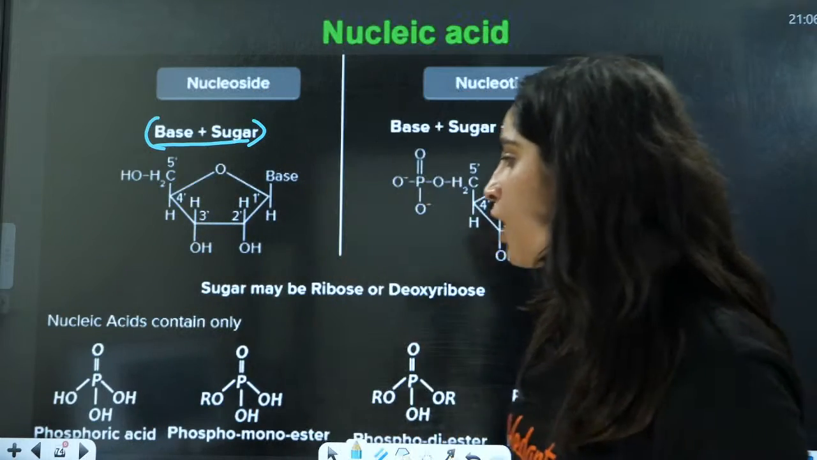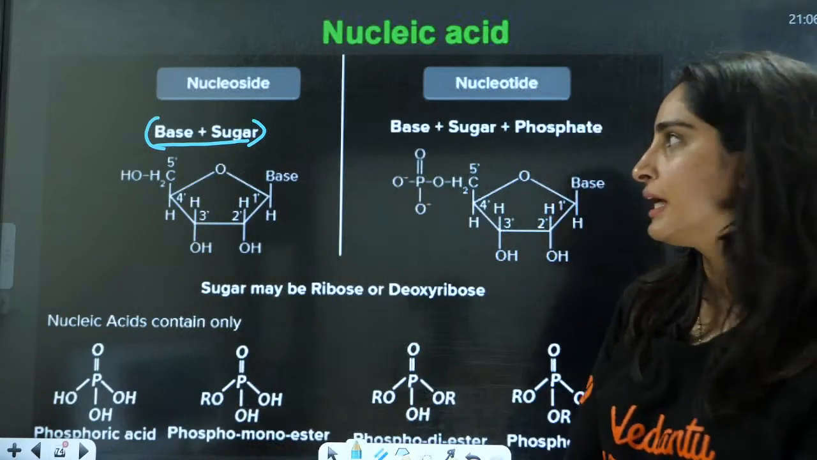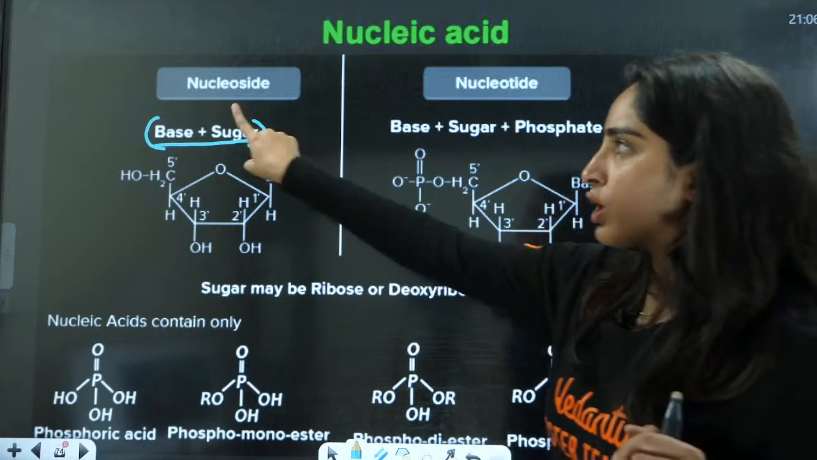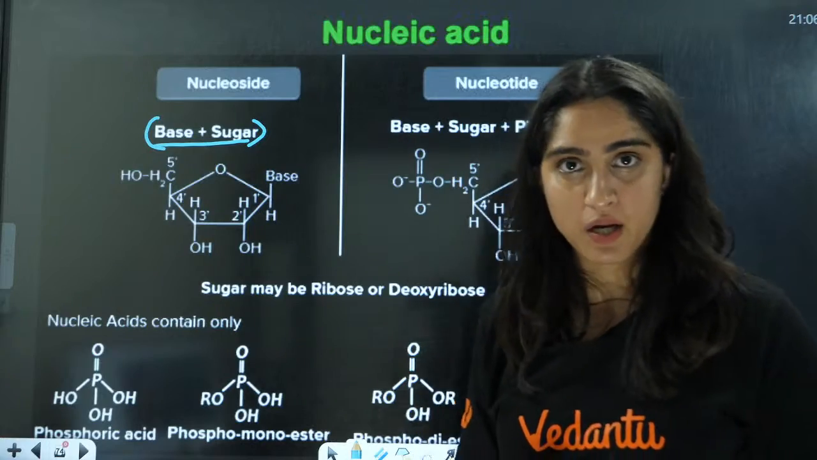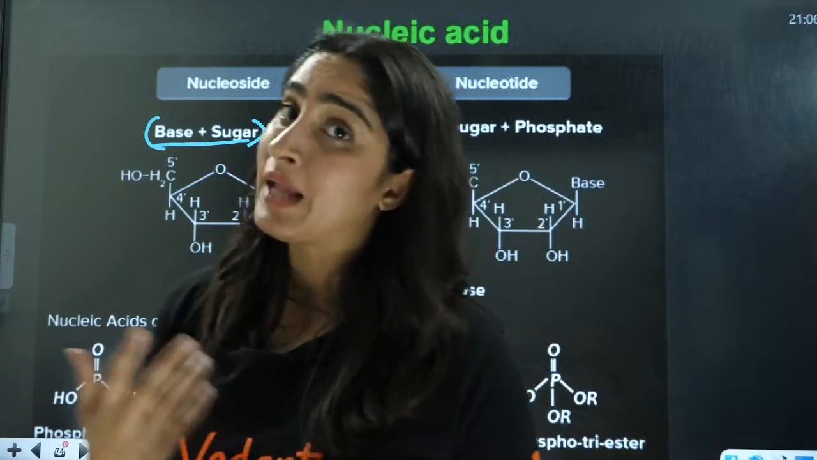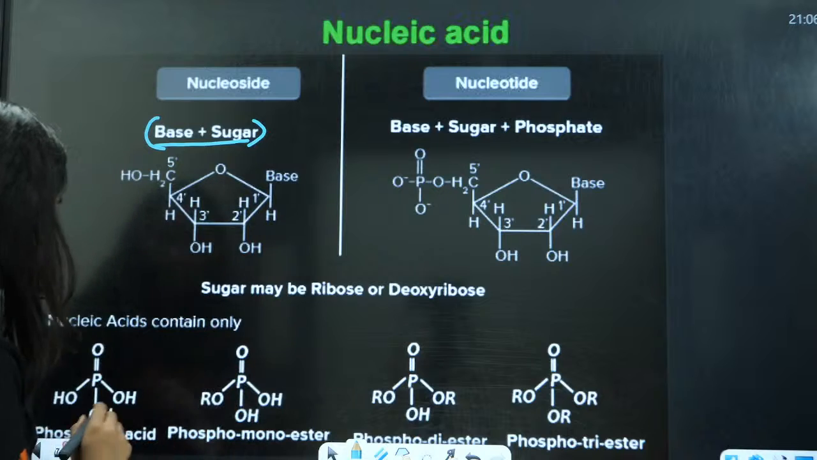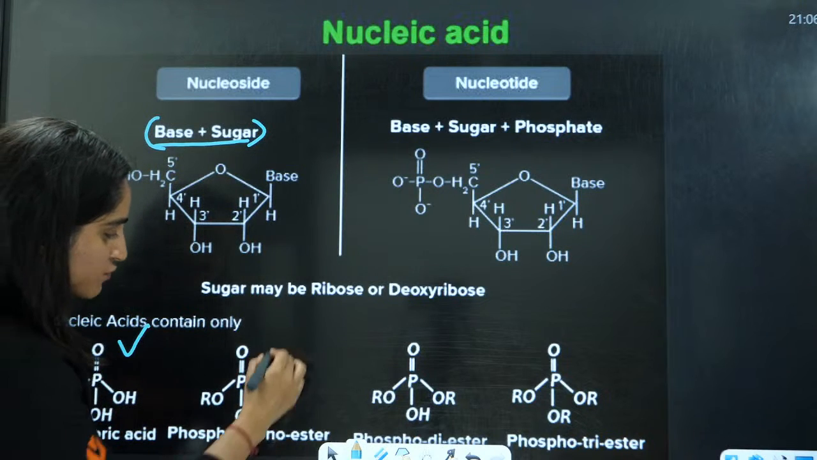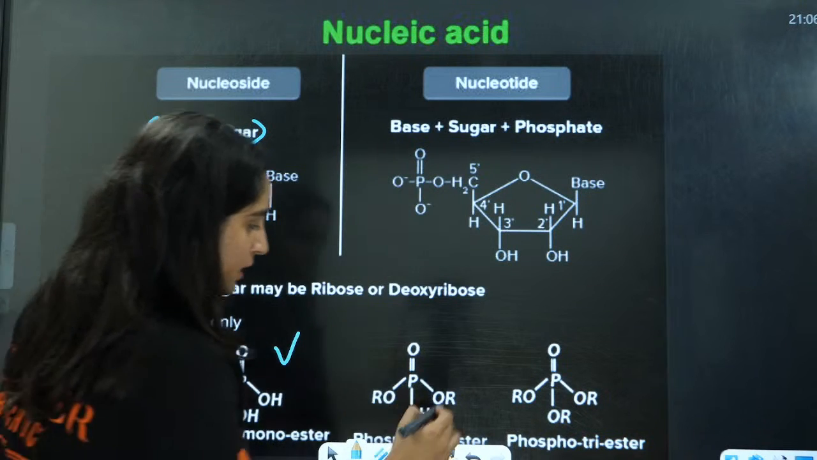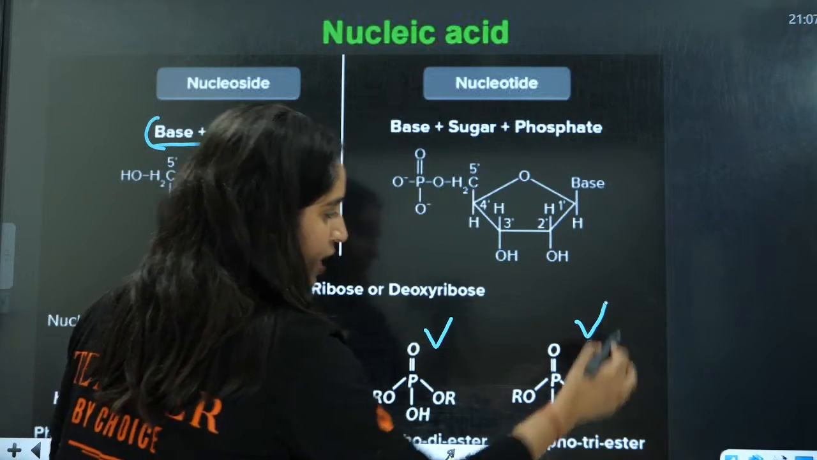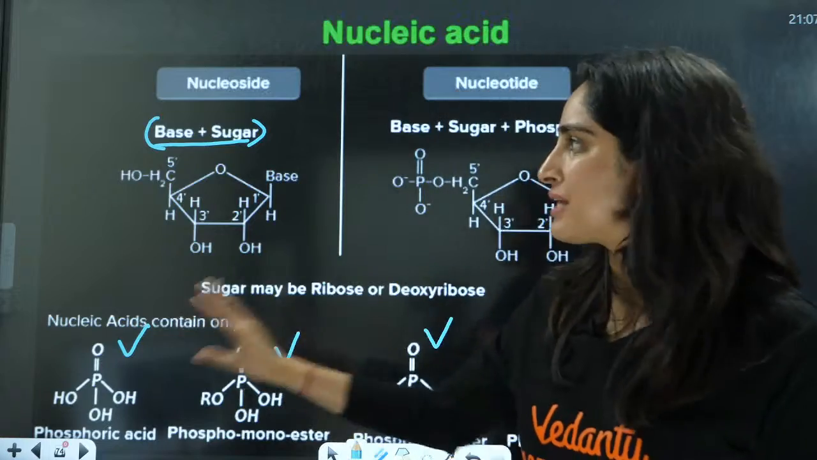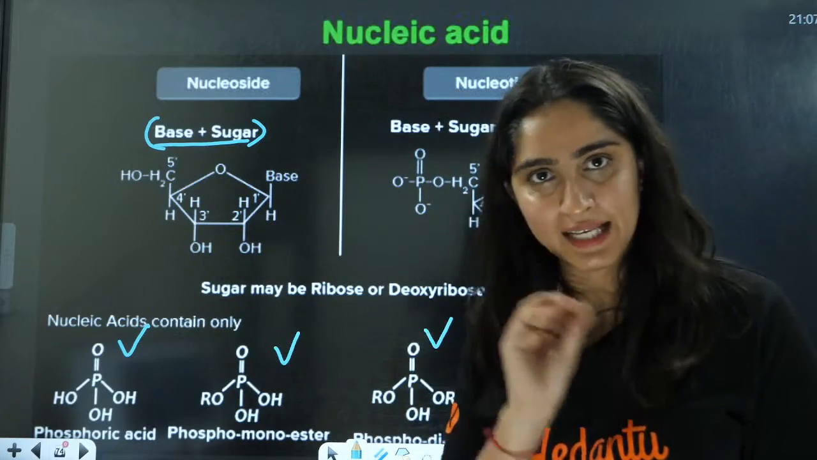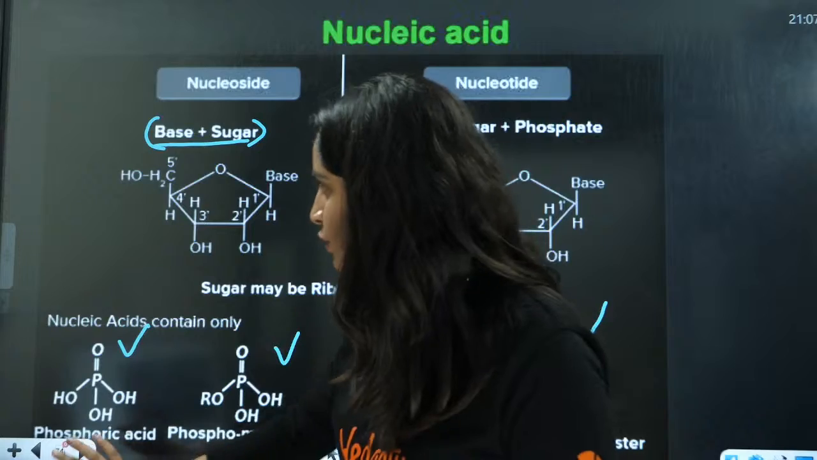Okay, so now basically we have talked about sugar in RNA, DNA. Let us talk about the phosphate groups here. What are the kinds of phosphate group that you can see here? Okay, there can be phosphoric acid, there can be phosphomonoester, there can be phosphodiester, phosphotriester. So these are all the phosphate groups that you can see in your RNA and DNA. Right? All the phosphate groups.